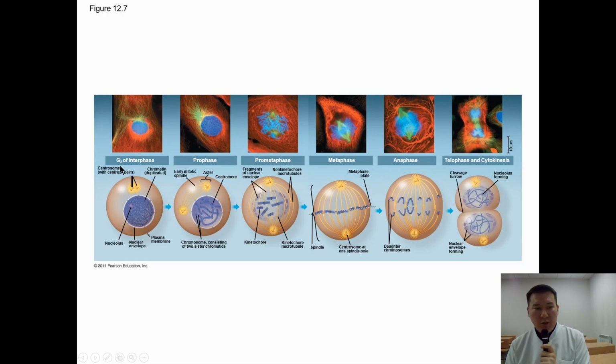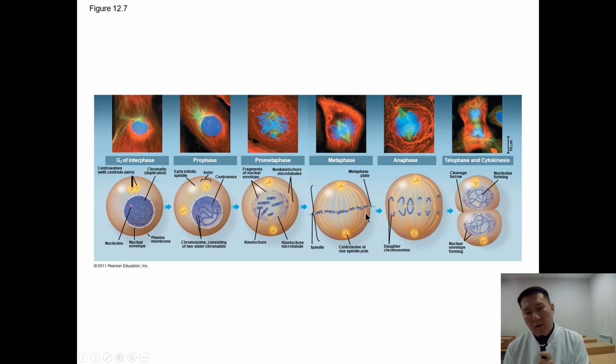So let's start from G2 of interphase. Centrosomes with centriole pairs and chromatin are duplicated in this phase. In prophase, early mitotic spindles form and asters of centrosomes are formed. Also, the genetic material is attached by centromeres, with chromosomes consisting of two sister chromatids. In the stage of prometaphase, fragments of the nuclear envelope appear, and non-kinetochore microtubules also appear. As you notice, centrosomes move to opposite poles of the cell. And here kinetochores also form, and kinetochore microtubules.